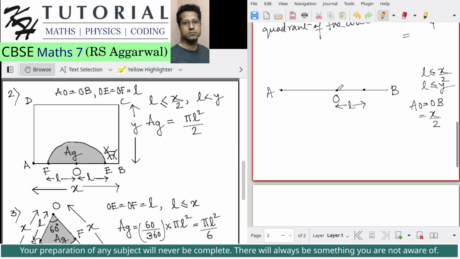So as usual, we will draw a circle with the center at the point O and the radius small l. So this is the circle, and now what is the common region? Let's say this was the rectangle. What is the common region between the circle and the rectangle? This part.